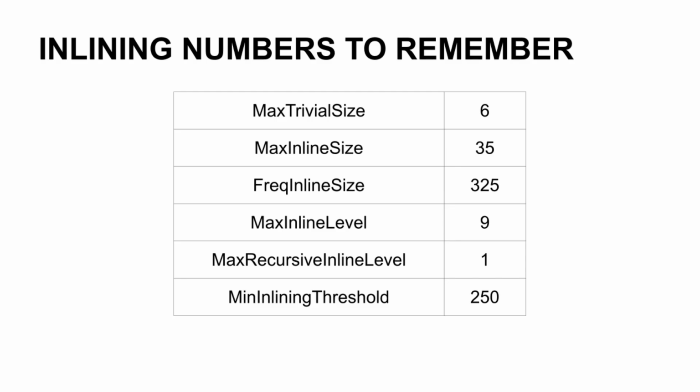But the compiler will go further. It'll get rid of calls to methods that are less than 35 bytes if they're called at least 250 times. These are the MaxInlineSize and the MinInliningThreshold. That's not a lot of bytecode.